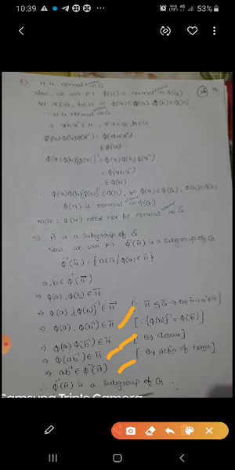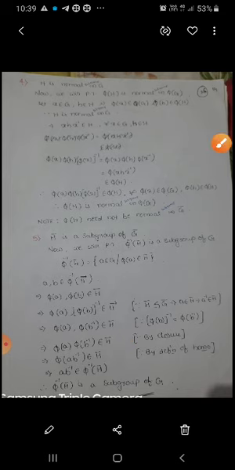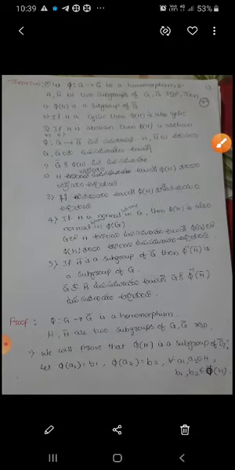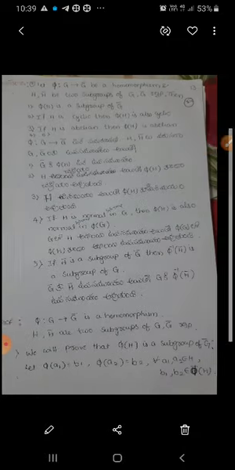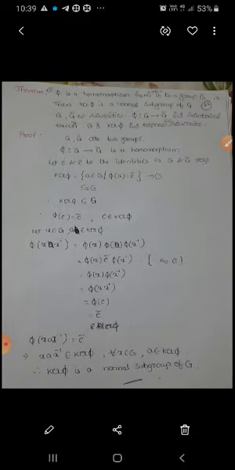So, these are all properties of homomorphism. Today we discussed all properties of homomorphism and the definition of canonical homomorphism.